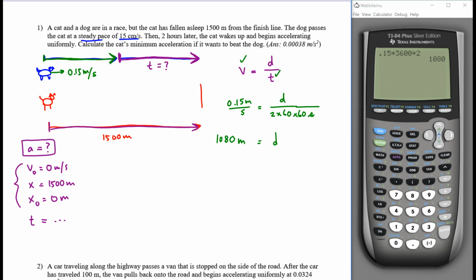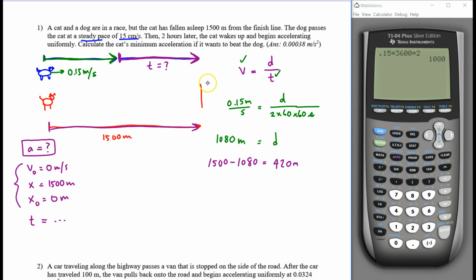What's the purple distance, the second leg of the dog? That's going to be the total minus what the dog has already done. And what's that going to give us? Well, 1,500 minus 1,080 is 420 meters. We can do that on our calculators. Okay, so the purple distance is 420 meters.